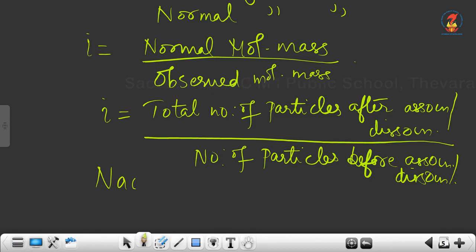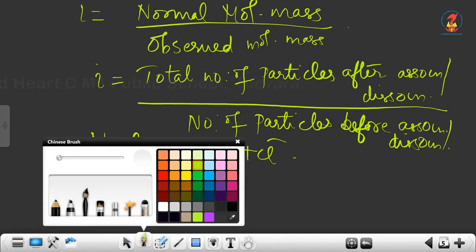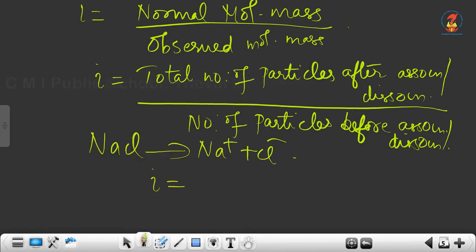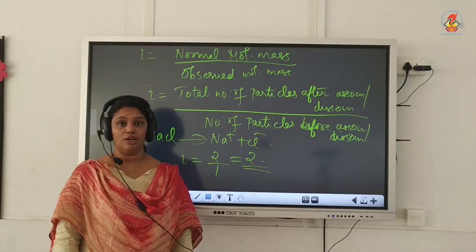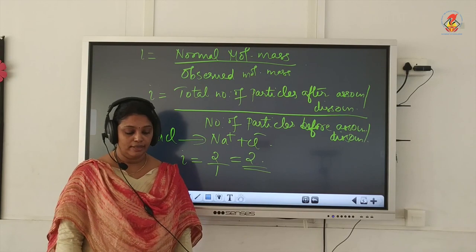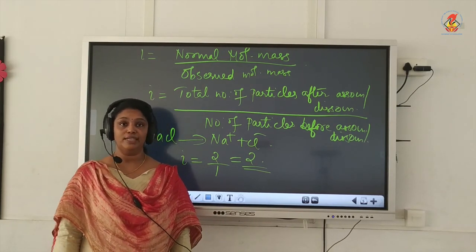You take sodium chloride. Sodium chloride will dissociate into Na plus and Cl minus. So, the total i value, i is equal to the total number of particles after dissociation, that is 1 plus 1. If you look at the stoichiometric coefficients, 1 plus 1, 2, by, here we have only 1, 2 by 1, so it is equal to 2. So the i value for sodium chloride is equal to 2. Even for potassium chloride, the i value is 2. Then for magnesium sulfate, the i value is 2.